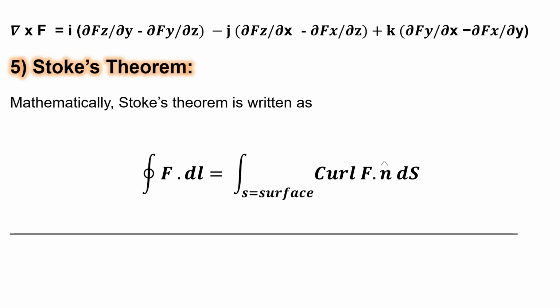The Stokes theorem mathematically is written as the closed integral of f dot dl is equal to, here f dot dl is a line integral, and when we place a circle on the integral, that is a closed integral, that is equal to the integral over the surface S of curl f, that is del operator cross f, dot dS. That is the formula for the Stokes theorem.